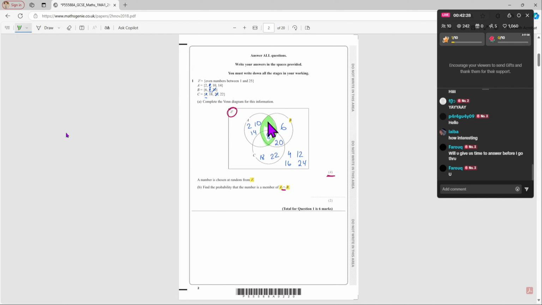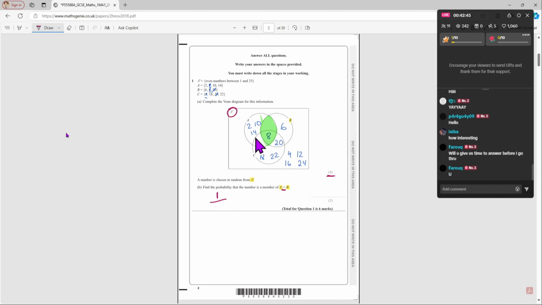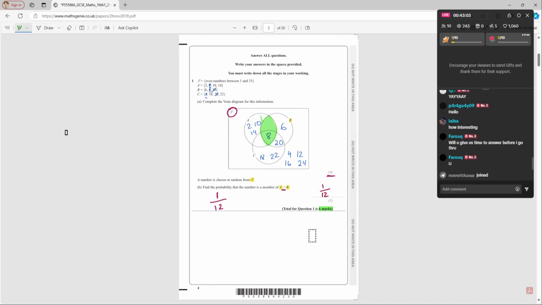As you probably know, there's only one number in A intersection B, so that's going to be our numerator. And in total, there are 12 even numbers. We count it: 1, 2, 3, 4, 5, 6, 7, 8, 9, 10, 11, 12. There are 12 numbers, and that's going to be our denominator. And that is going to be our probability: 1/12. So the total marks for question 1 was 6 marks in total. Very, very easy.